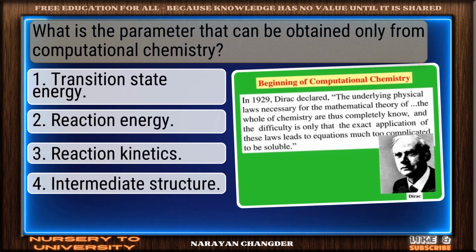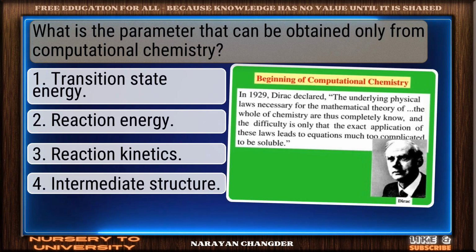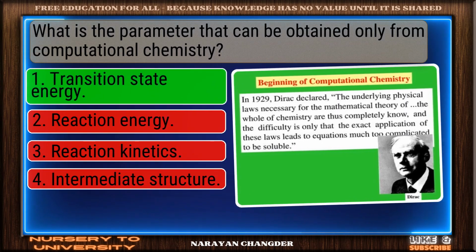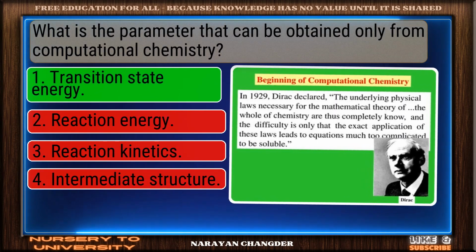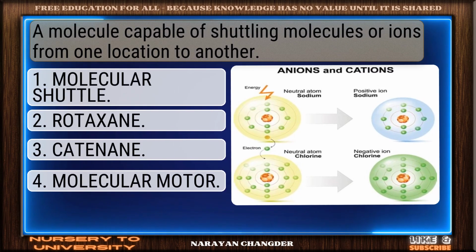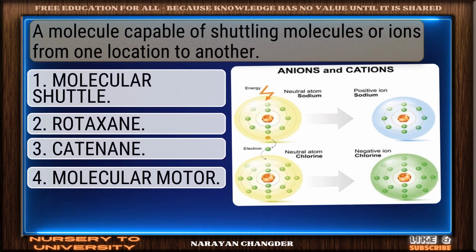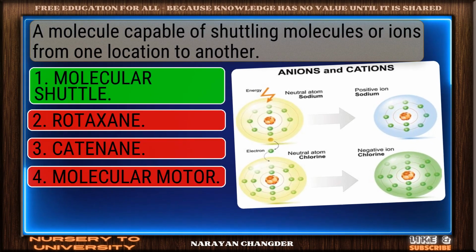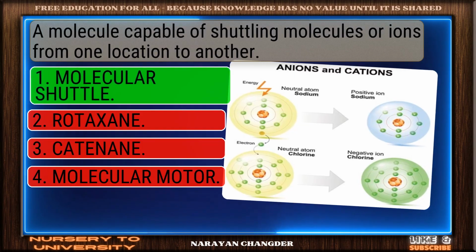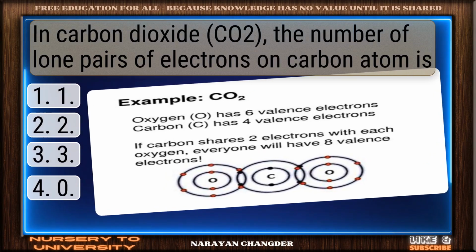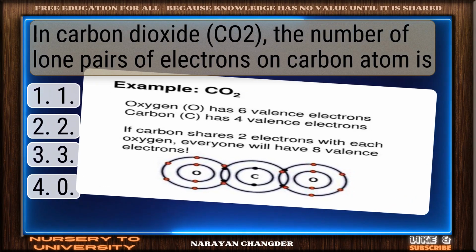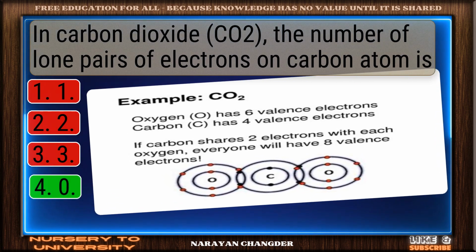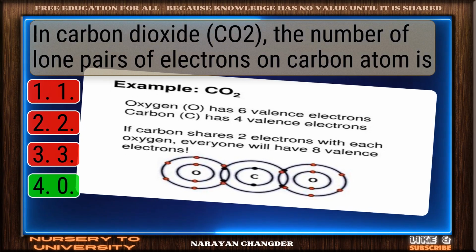What is the parameter that can be obtained only from computational chemistry? On track, transition state energy is the correct answer. A molecule capable of shuttling molecules or ions from one location to another. Excellent choice. Molecular shuttle is the right answer. In carbon dioxide, the number of lone pairs of electrons on the carbon atom is... You chose zero, and it is correct.